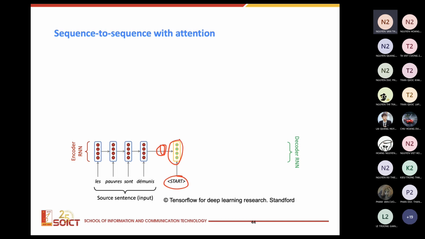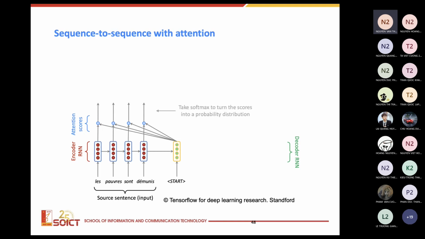Okay, so let me repeat again. Instead of doing the prediction over the start token and the embedding output of the encoder, here we take the decoder hidden state and we do the dot product with the output of every step in the encoder in order to compute the attention score. And what we got, we name it attention score. To convert to probability, we take the softmax to turn the score into a probability distribution. This is an attention distribution.